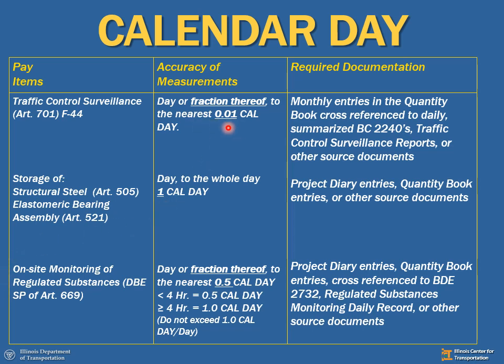Here, traffic control surveillance is paid at 0.01, or 100th, of a calendar day. Structural steel is a little different. When we're talking about storage, it is to the nearest whole calendar day. And on-site monitoring is a little bit different. It's a fraction of a calendar day, but it's either half a calendar day or a whole calendar day. So for up to 4 hours, we have half a calendar day. Anything over 4 or equal to, we give them 1 calendar day. Just note, we cannot exceed 1 calendar day in a given 24-hour period or in one date.